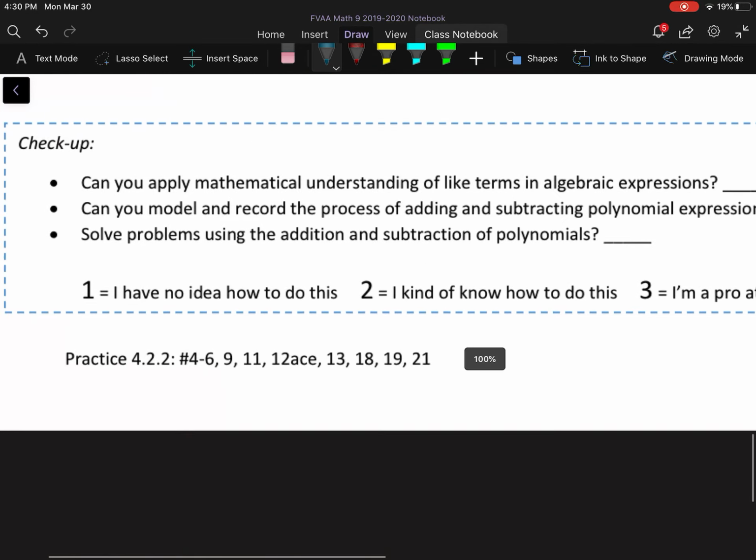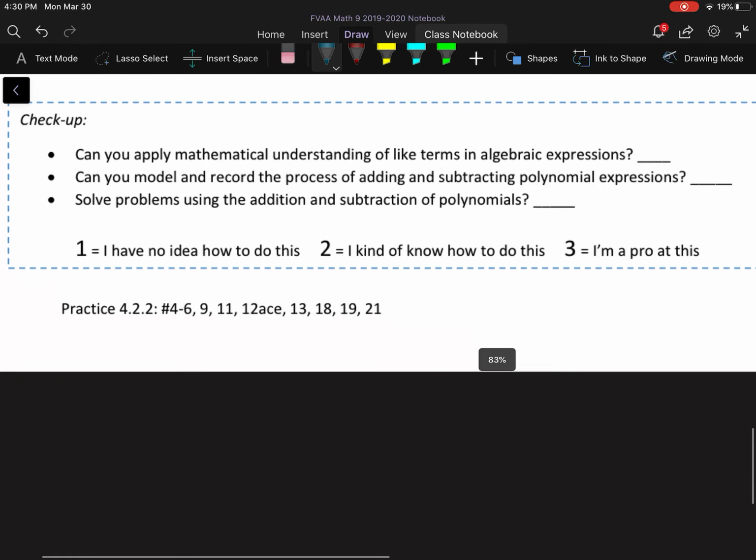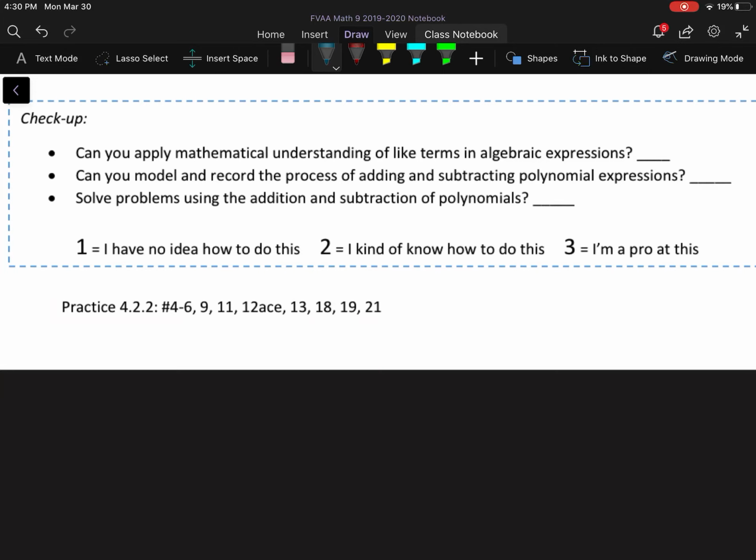All right. As we finished our notes here, I want you guys to just kind of do a little self-checkup here. See if you've been able to accomplish and understand clearly the things that we set out to do in these notes. Can you apply mathematical understanding of like terms in algebraic expressions? How do you feel about that? Do you still feel like you have no idea how to do this? You kind of know what you're doing, or you feel like you're pro, you got this, everything was clear, no questions.